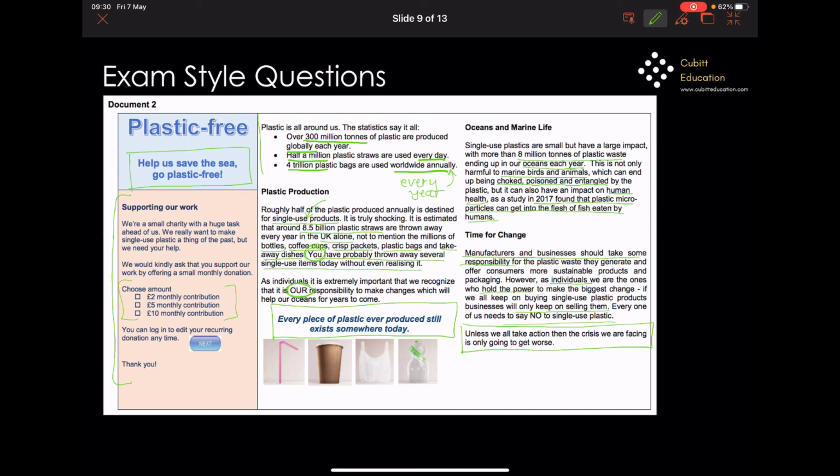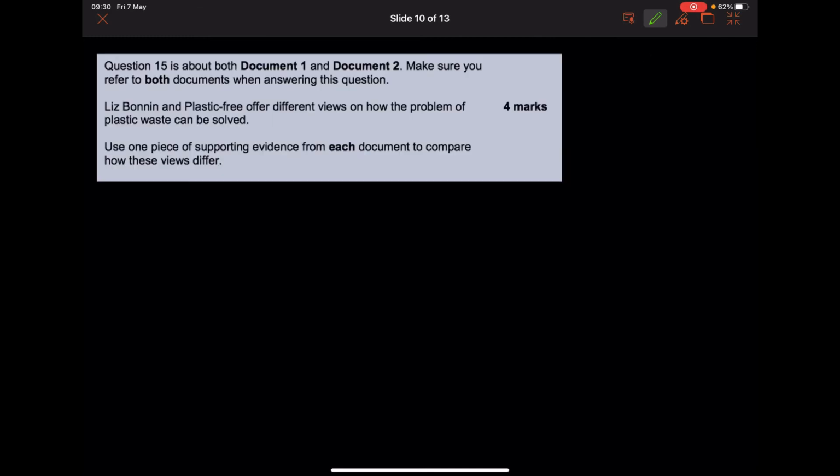Okay, let's look at the exam questions then. So, question 15, just because I've taken it from a paper, is about both document 1 and 2. Make sure you refer to both documents when answering the question. Lisbonin and Plastic Free offer different views on how the problem of plastic waste can be solved. Use one piece of supporting evidence from each document to compare how these views differ.